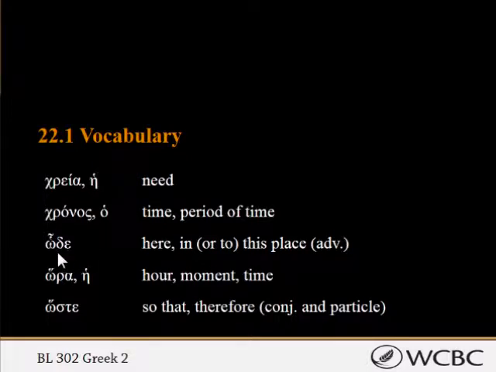Hode. You note that this word has a rough breathing mark, so we're going to add the H sound to it. So hode means here, in, or to this place. It's an adverb, so it will not change its form. That is then followed by hora. Again, you have the rough breathing mark indicating the H sound to it. Hora, meaning hour or moment. That actually sounds like our word hour. Hoste, that is a conjunction, a particle that you'd see in a Greek sentence.